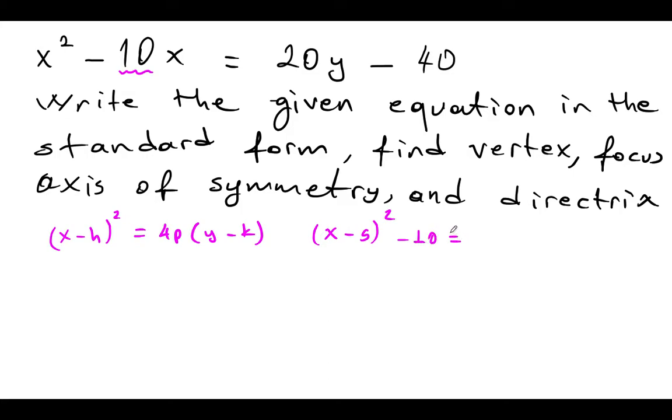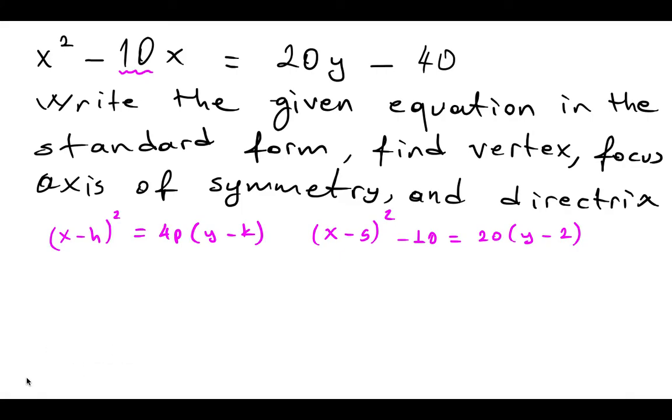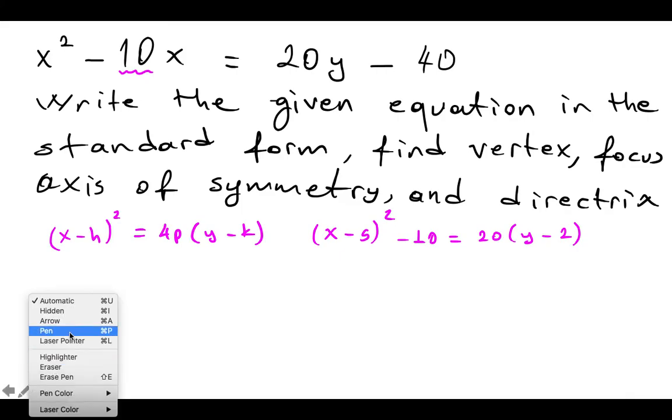And then on the right hand side, 20y minus 40, if I take 20 common parentheses, I think I can say that it will be y minus 2, right? 20y minus 40. But let me first of all take this 10 to the other side, so let me clean this part. So better.